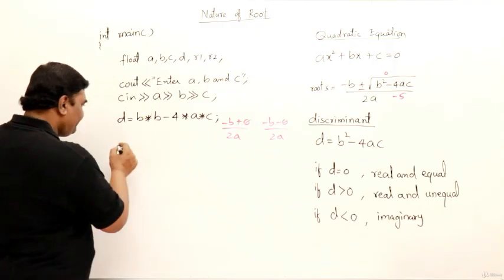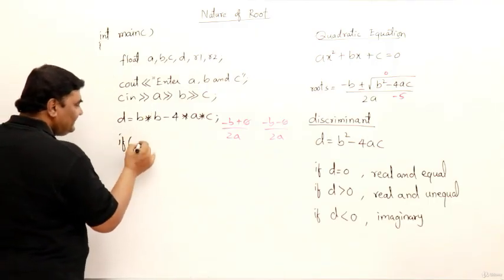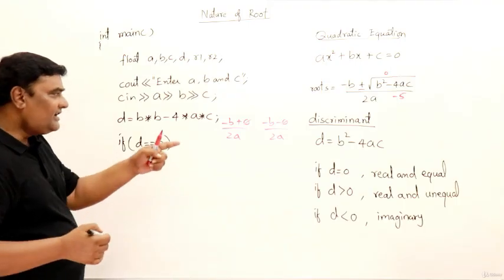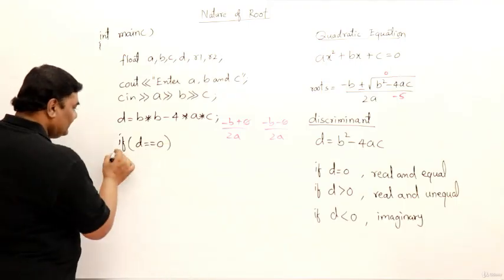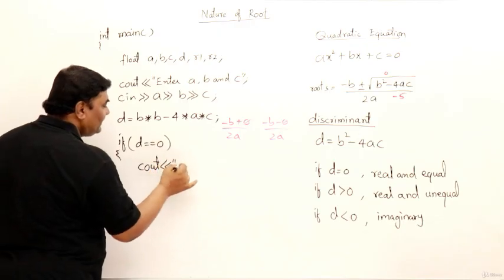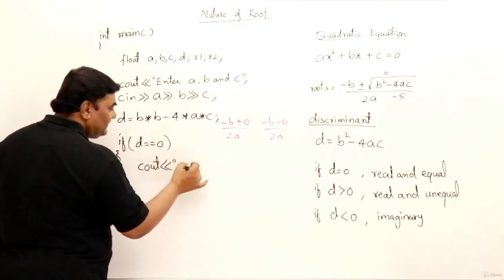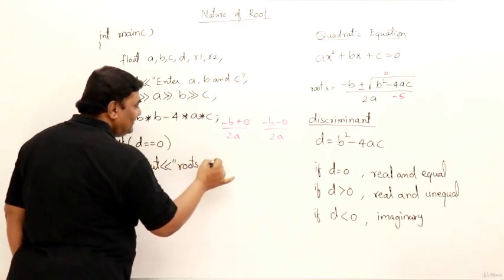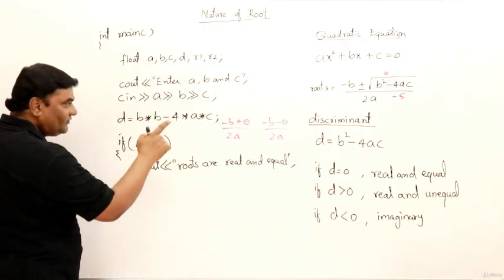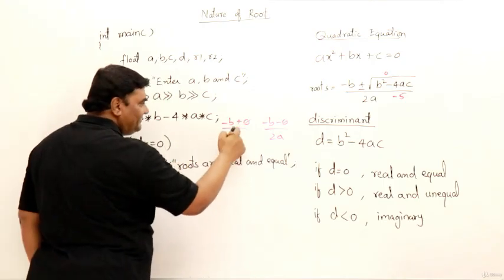Next, I have to write if and else. First one, if d is equal to 0, it means the roots are equal and real. So I will give a message with cout: roots are real and equal. I will finish writing this. Then after this, I want to display the roots also, that is minus b by 2a.